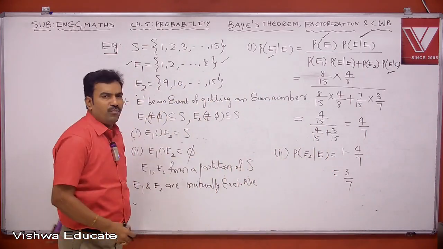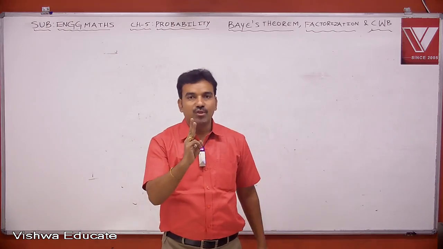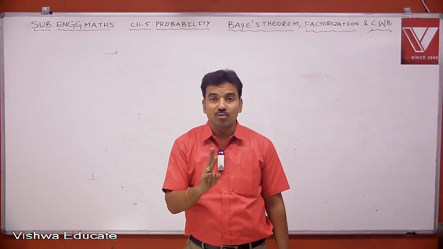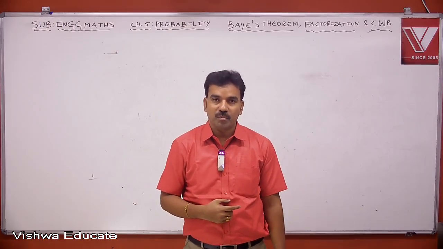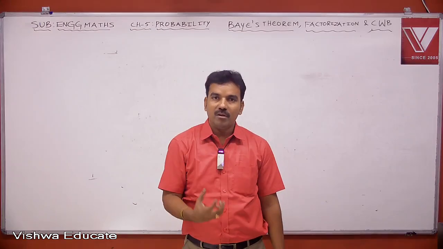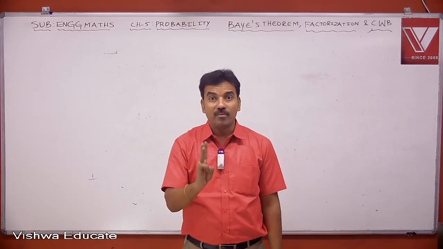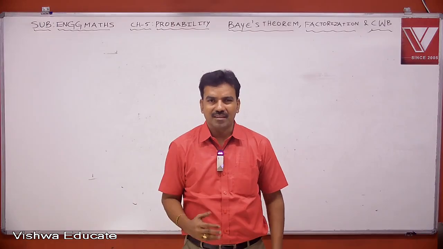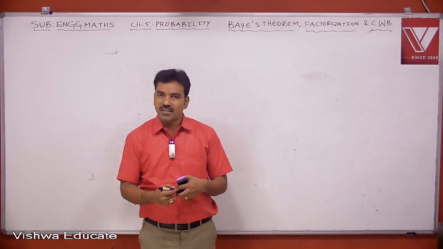Note these points, very important. Suppose there are three mutually exclusive events, E1, E2 and E3, which form a partition of the sample space. Then Bayes' theorem can be extended. Then the denominator will be a combination of three quantities. The event may come from E1 or from E2 or from E3. Like this, you can extend Bayes' theorem for n number of mutually exclusive events.